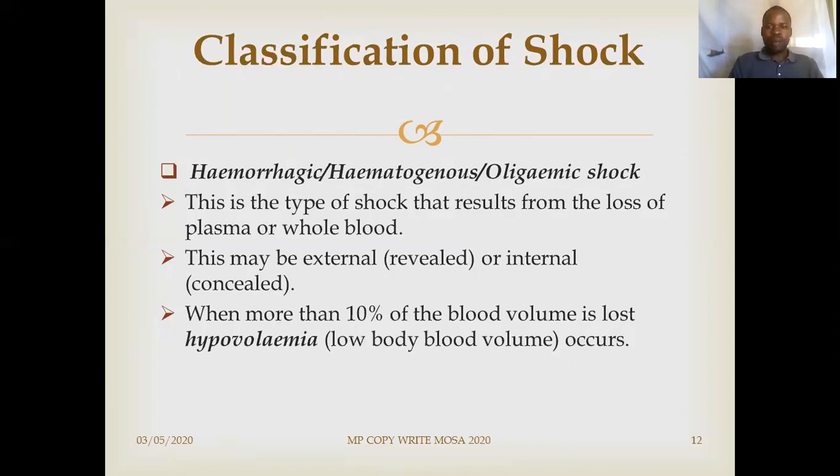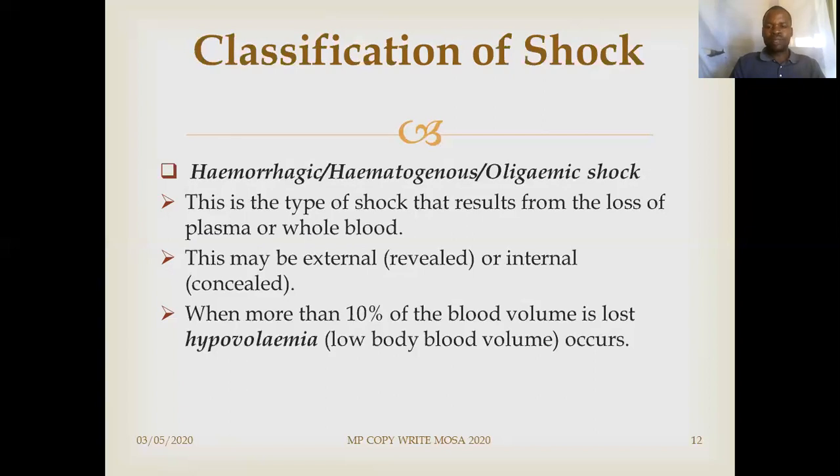This is the type of shock that results from the loss of plasma or whole blood. From the name itself, hemorrhagic or hematogenous shock, you can see that it is a shock that comes as a result of losing a massive amount of blood. This may be externally revealed or internally concealed.